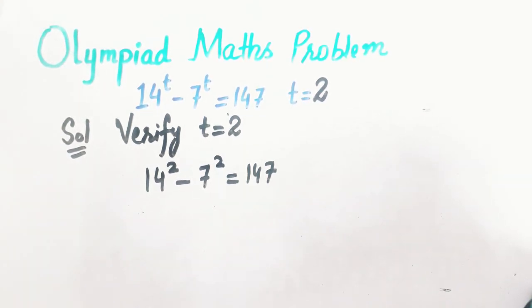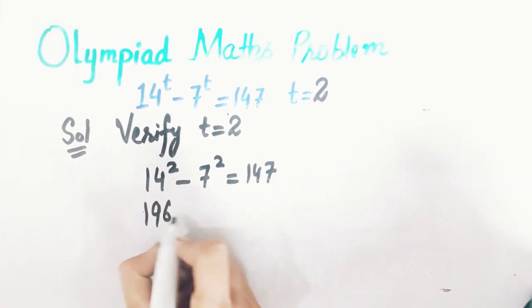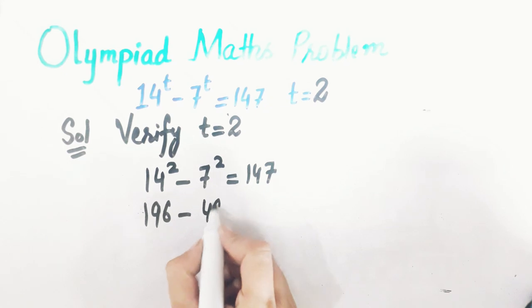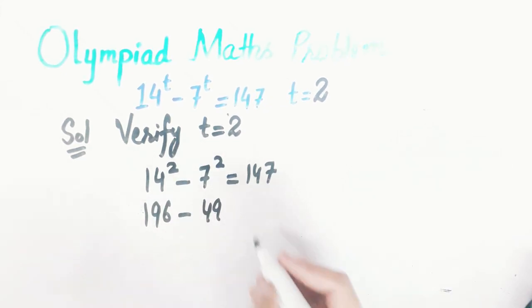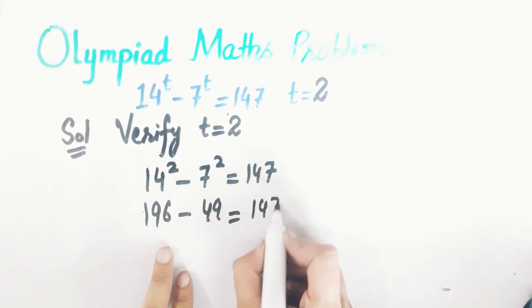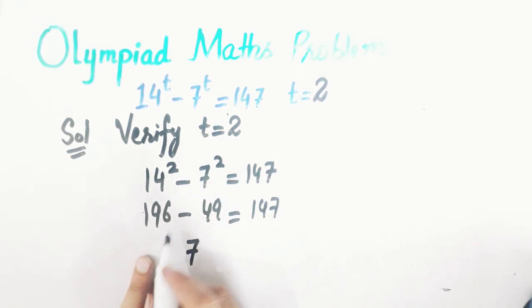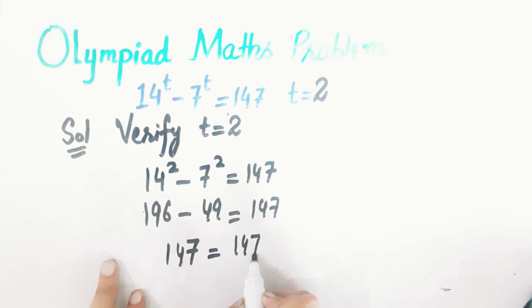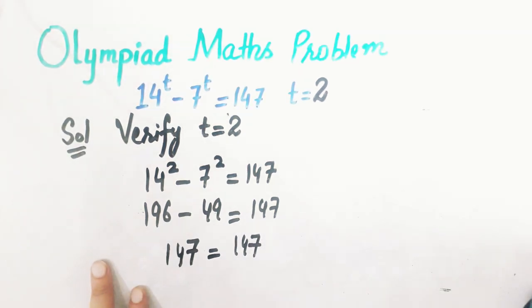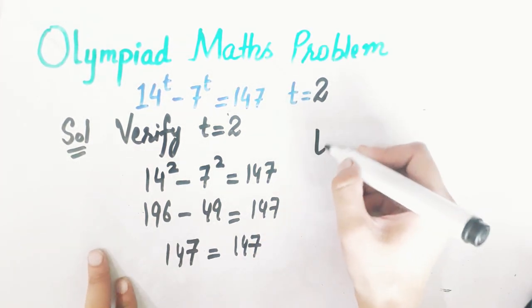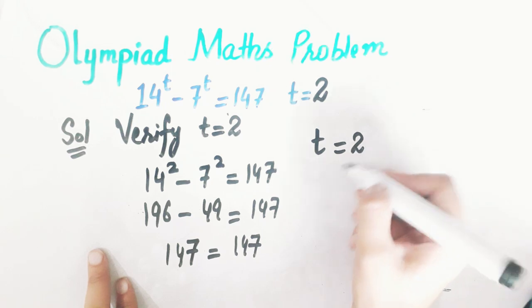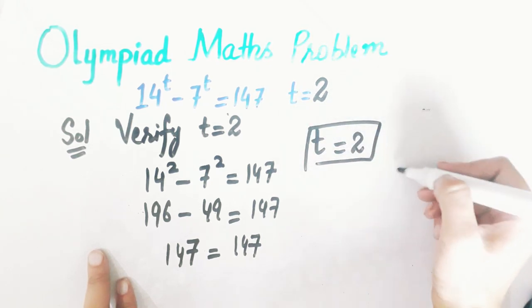That is 196. 7 square is 49. So subtract this: 196 minus 49, 16 minus 9 is 7, 8 minus 4 is 4, and we get 147. You can see left hand side equals right hand side. It means our solution is correct. t equals 2. This is the right answer.